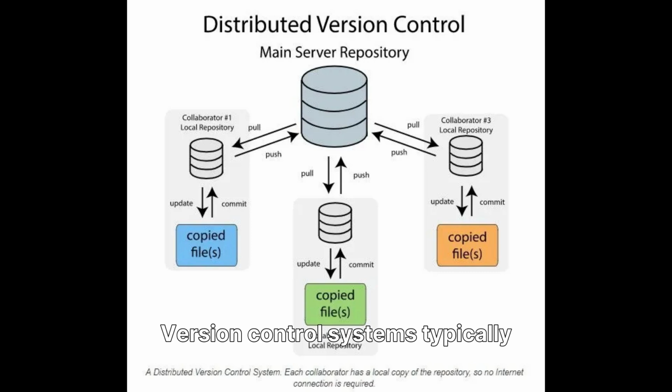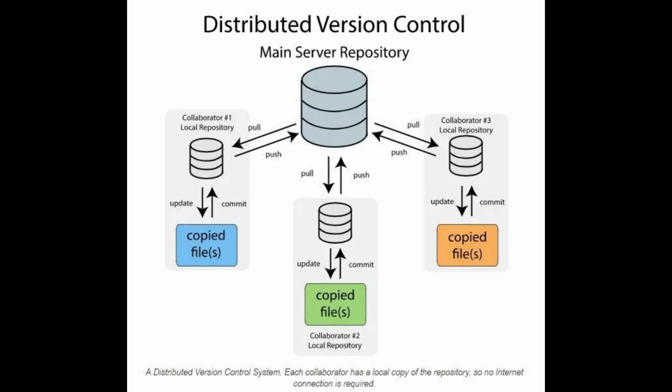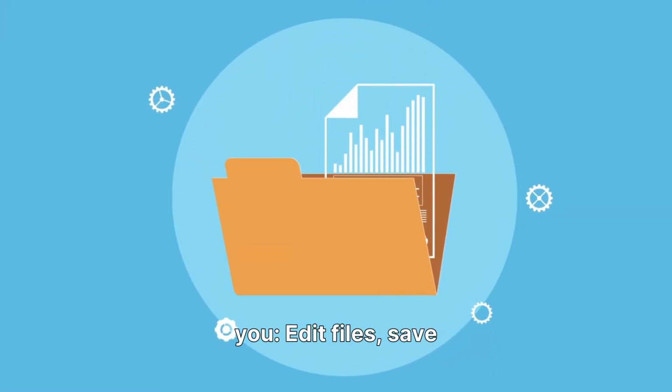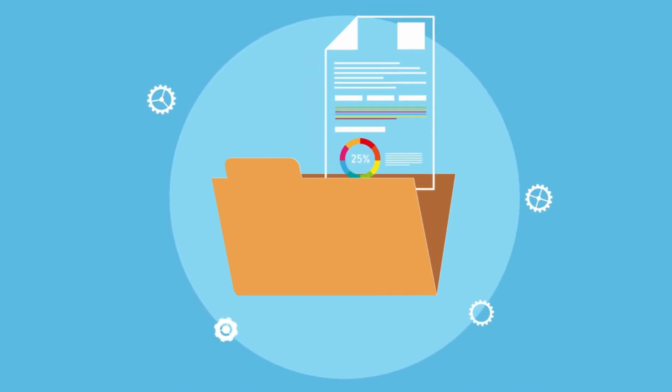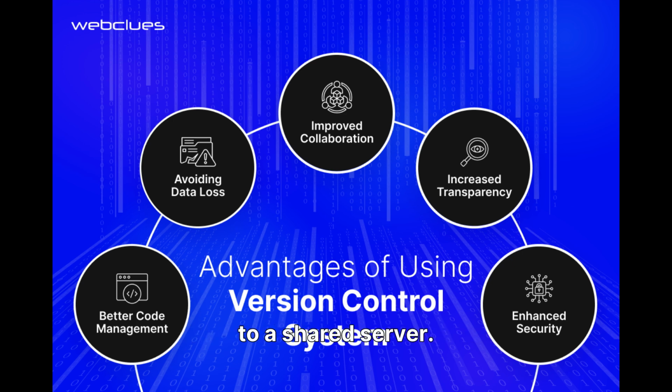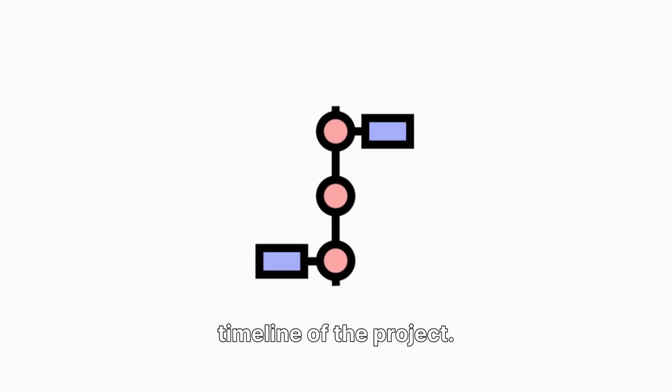Version control systems typically maintain a central repository, a storage space where all versions of your files are kept. When you make changes, you edit files, save your changes, and record the update to the repository. Optionally, sync your changes to a shared server. Each commit includes the person who made the change, the time it was made, and a short message describing why the change happened. This creates a history timeline of the project.